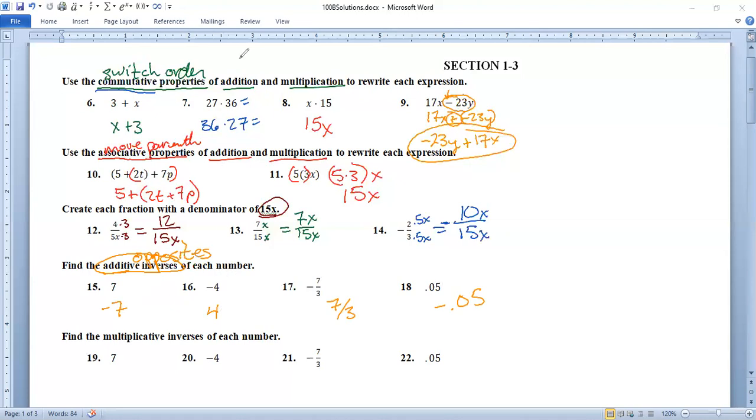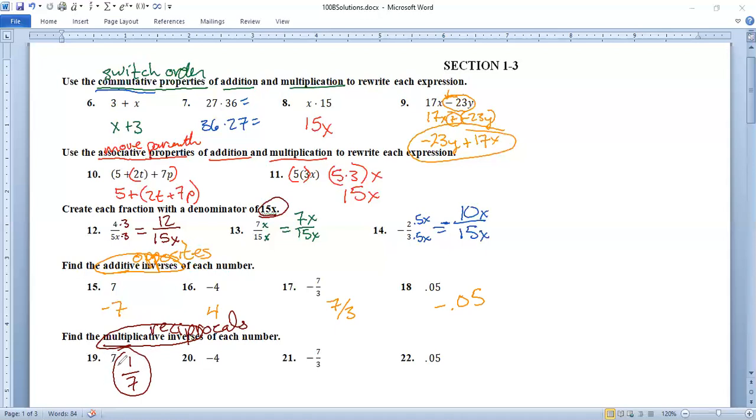All right, what's the next one? Find the multiplicative inverses of each number. Now, multiplicative inverses, that's not just opposites, that's doing the opposite with regard to multiplication. And we call these guys reciprocals. 7 would be 1 over 7. So we flip it on top of itself. So it used to be a 7 over 1, now we flip it, it's 1 over 7.